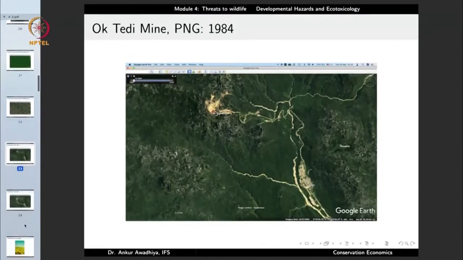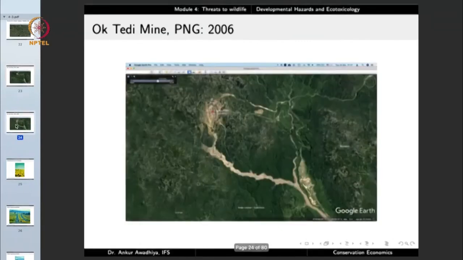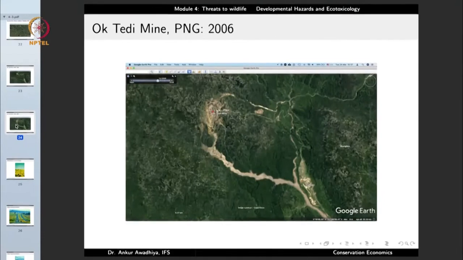This is another example of deforestation for mining. So this is the Ok Tedi mine. And if you concentrate on this area, or if you concentrate on the river where the dumps are thrown down, there is a massive amount of deforestation. So this river has become so toxic that the trees around it are dying off.